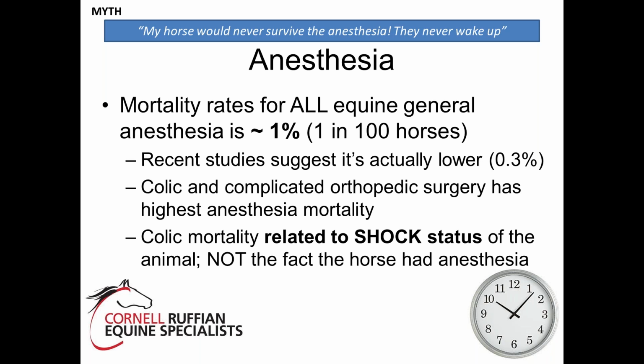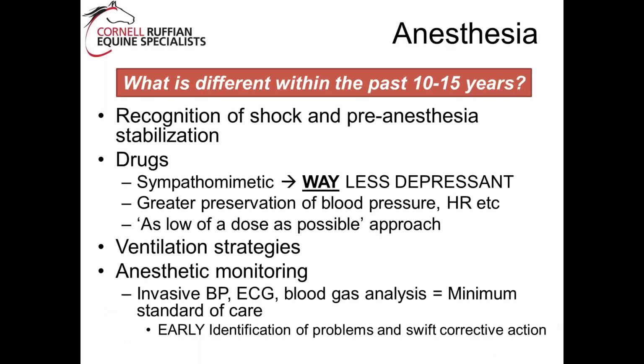So the fact that they're having colic surgery doesn't relate to mortality. It's really the shock status of the patient, and that's a really, really important factor, even from the surgeon standpoint, to say, is it even appropriate to put this horse through the potential for dying under anesthesia? Because if they're that compromised, then you probably need to do right by the horse and maybe consider euthanasia beforehand. Okay, so what is different that makes us actually have a much better outcome now? And that is that we recognize shock is a huge factor here.